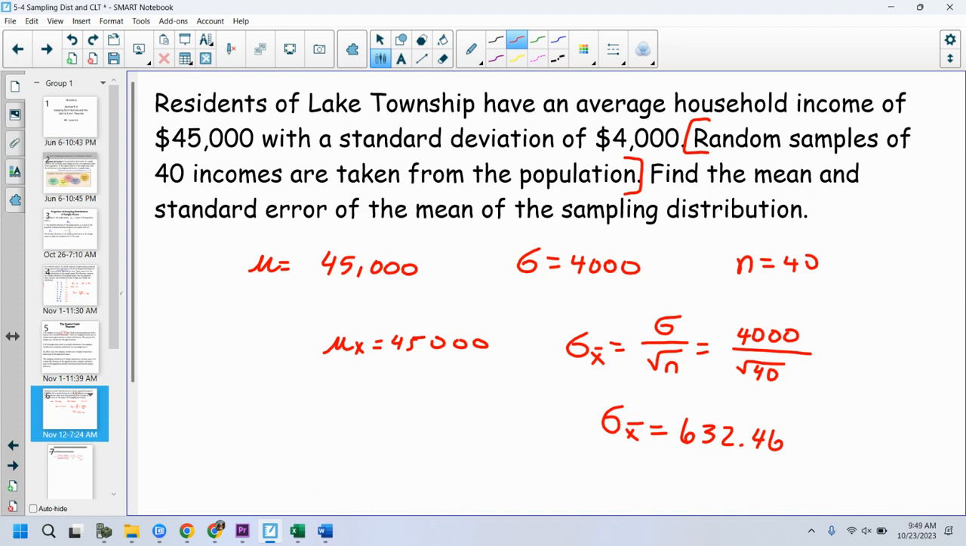That's basically one standard deviation away from the mean. And that should cover a majority of the data, especially if it's normally distributed. And it does approach normal distribution because n is greater than or equal to 30. So the standard error, I know that I can range between 45,000 plus 632.46, and then I can subtract 632.46 from 45,000. And in between there, that's my standard error.